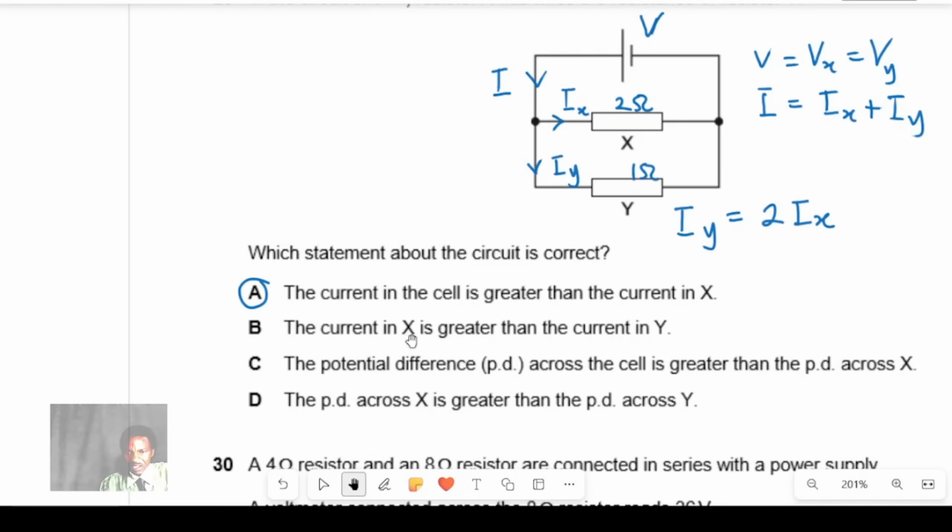Okay? The current S is greater than the current Y. No, it's less than. The potential difference across the cell is greater than the PD across S. No, they are equal. The PD across S is greater than the PD across Y. No, they are equal.